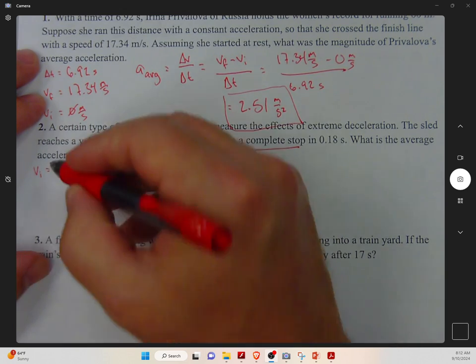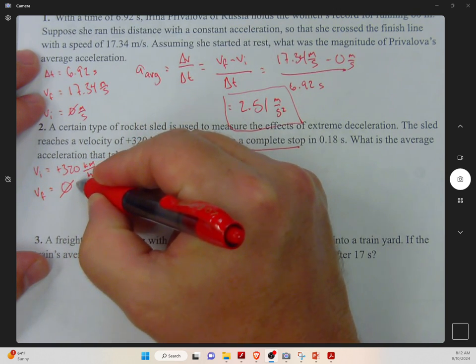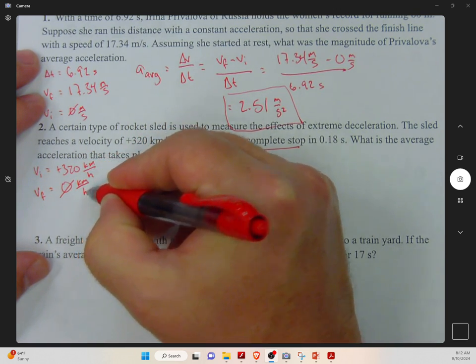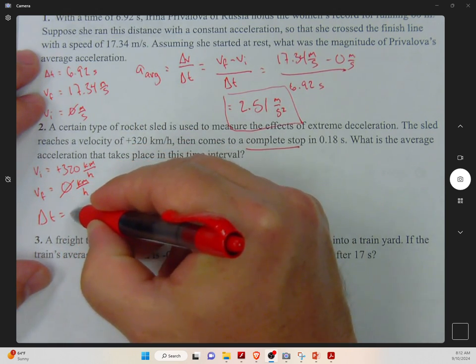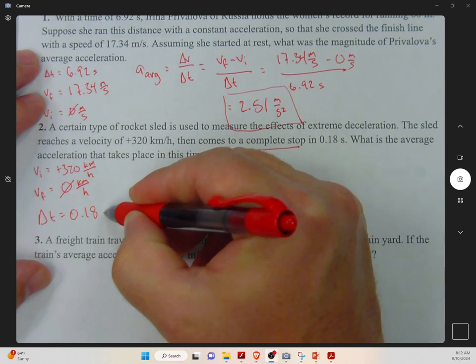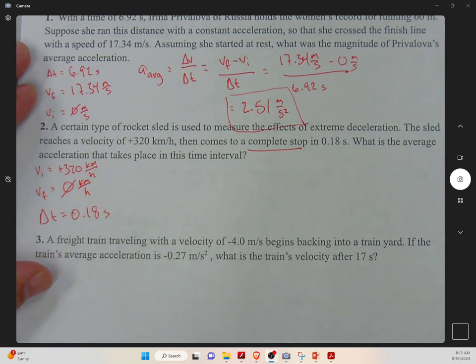So, well, it's at a complete stop. So my final velocity is pretty easy. It's 0 kilometers per hour. And then my delta t, right, so like less than a fifth of a second. Like pretty quick deceleration there.